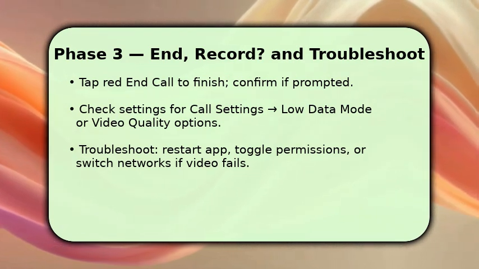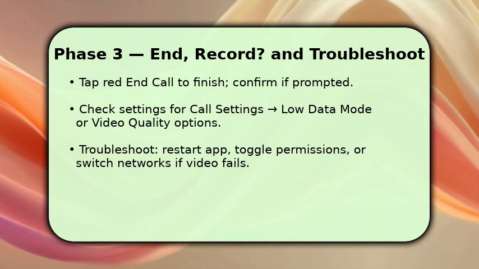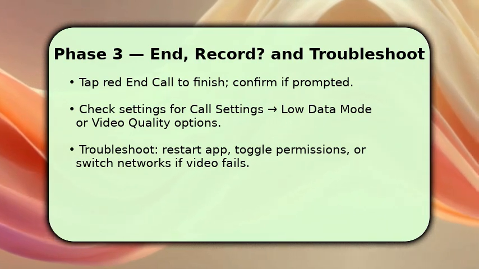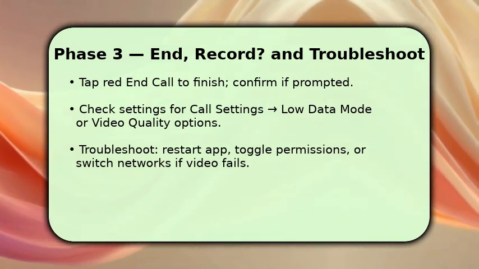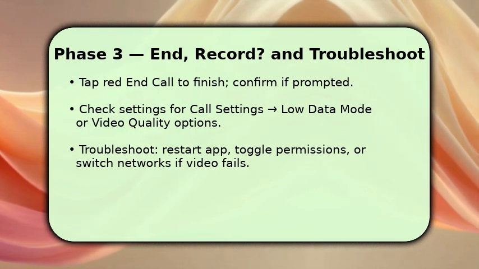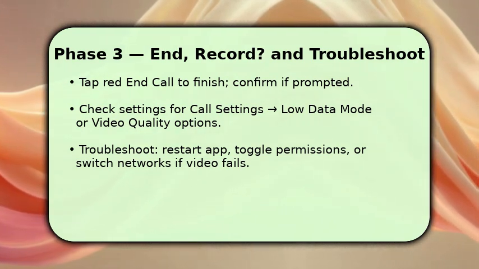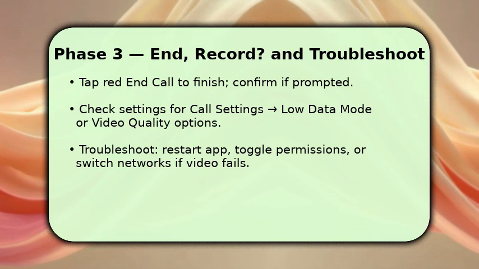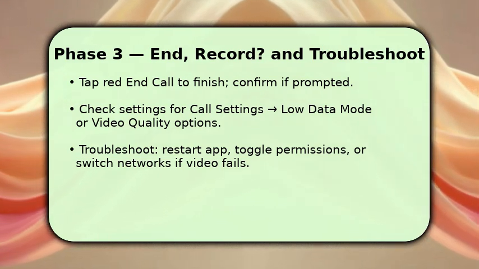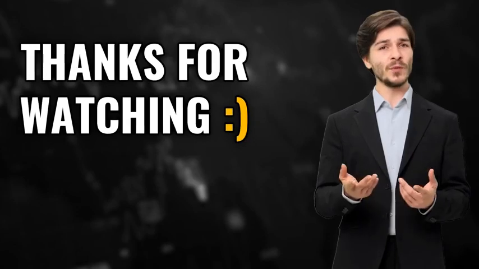If video or audio doesn't work, try these steps. Close and reopen WhatsApp, restart the phone, or toggle camera and microphone permissions in system settings. If problems persist, switch from mobile data to Wi-Fi or vice versa to isolate the network issue.